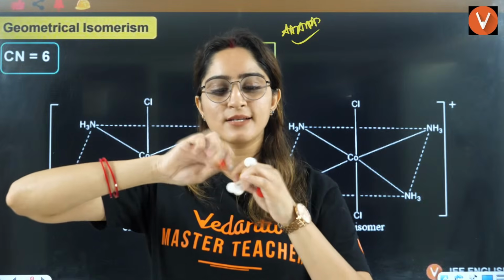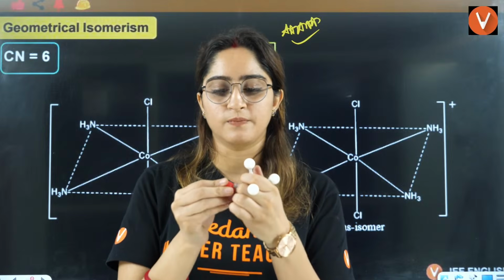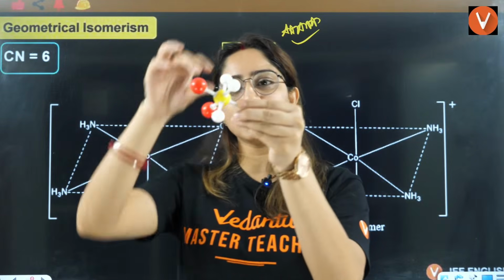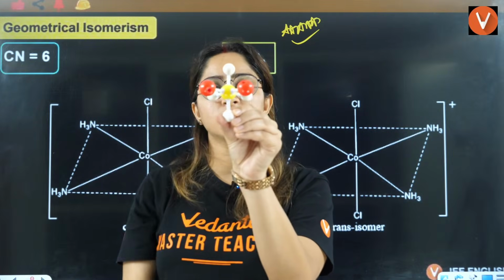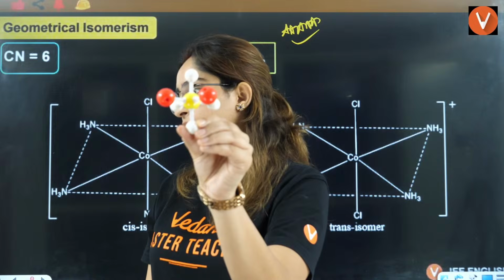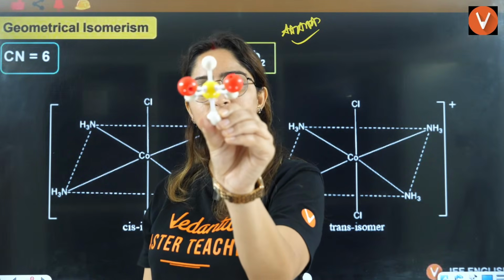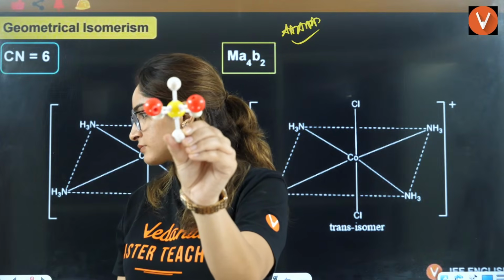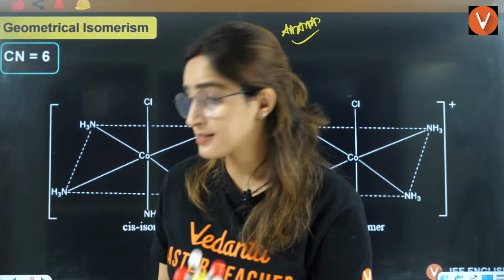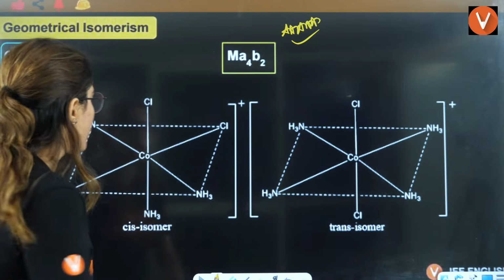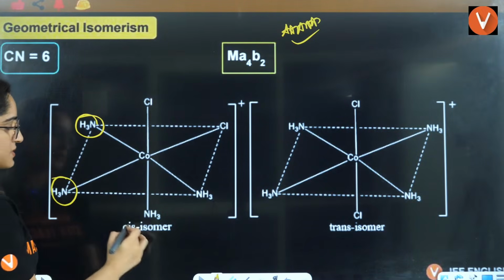Now, I'll just keep it on the cis position. Now, can you see that they are next to each other? Can you visualize that? Next to each other, that is cis. So how do we draw it? We draw it like this. When two same are on the same side, that is cis.